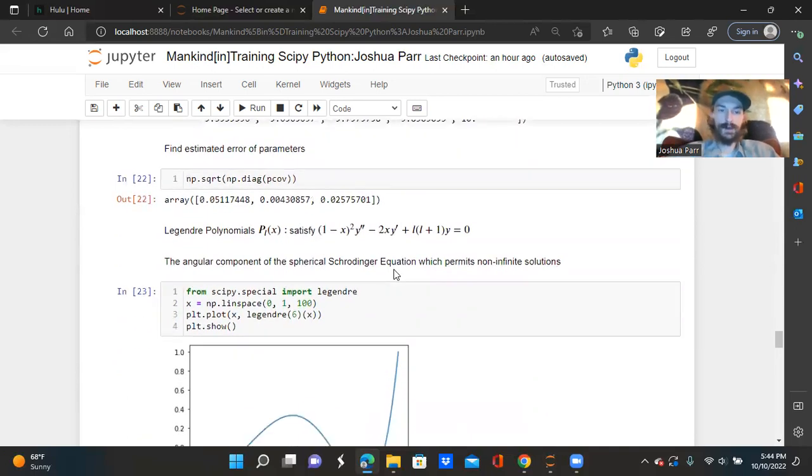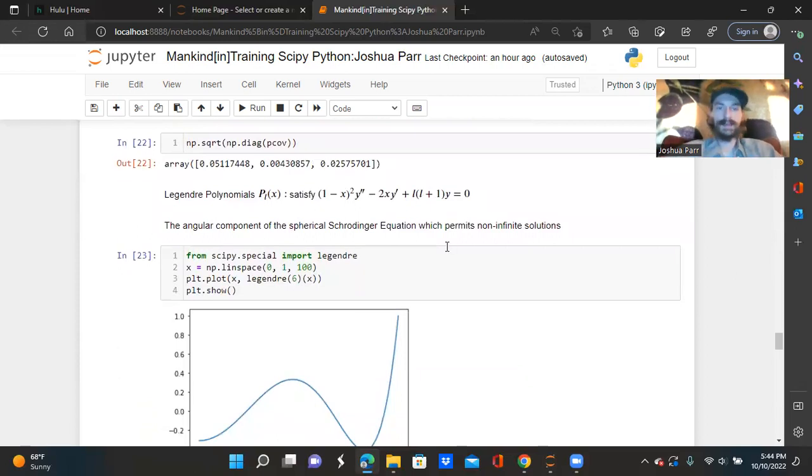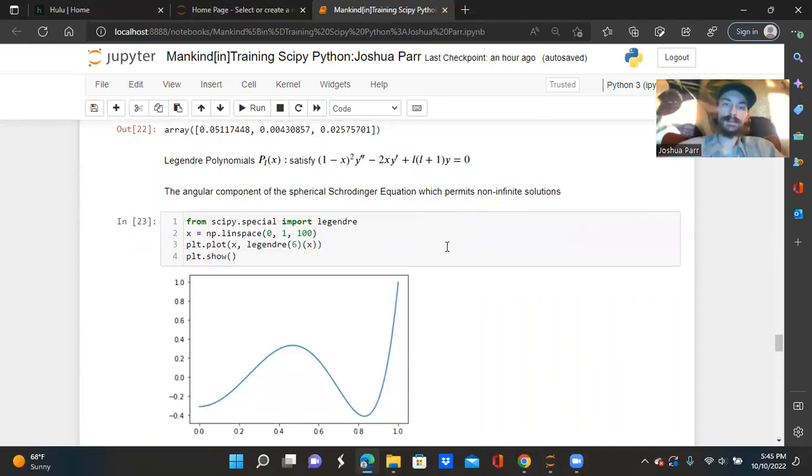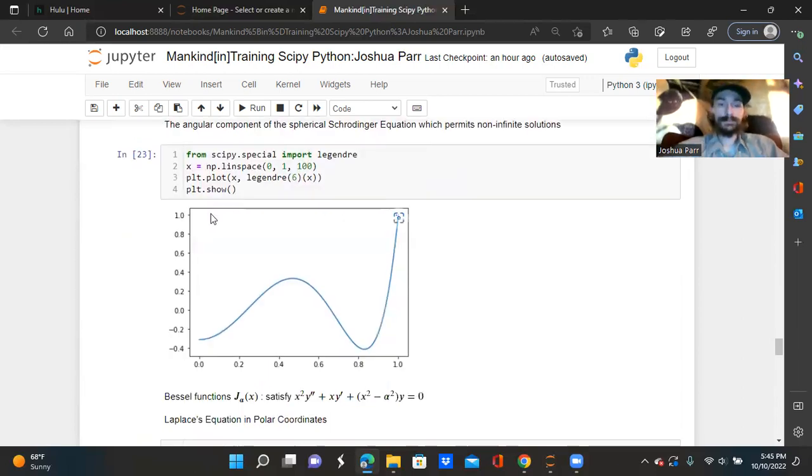Now we have some Legendre polynomials, P sub L of x, satisfying (1 minus x squared) y double prime minus 2xy prime plus L(L plus 1) y equals 0, the angular component of the spherical Schrodinger equation, which would permit non-infinite solutions. Now I'm going to import legendre from scipy.special. I'm creating a linearly spaced array again from 0 to 1 with 100 values, and I'm plotting that array. And I'm using the Legendre function.